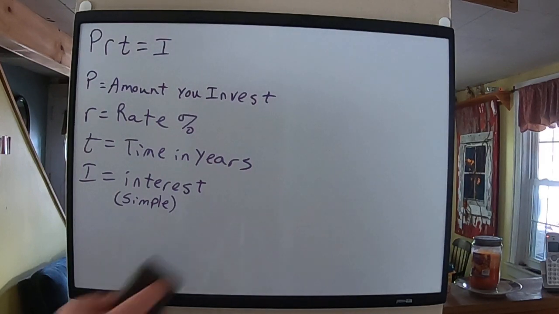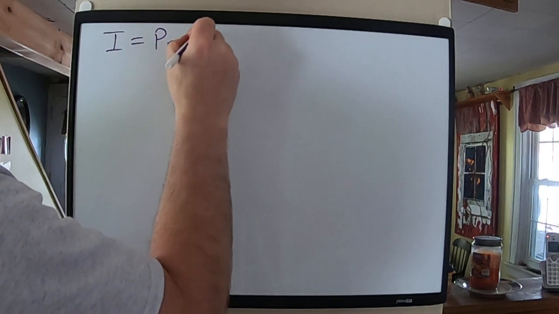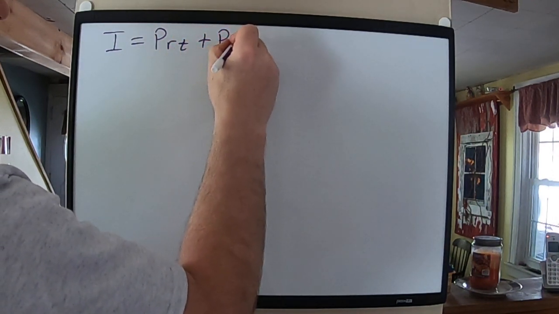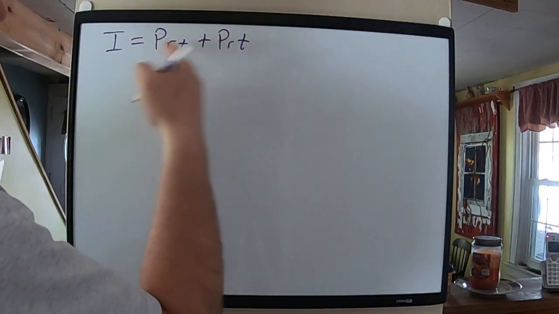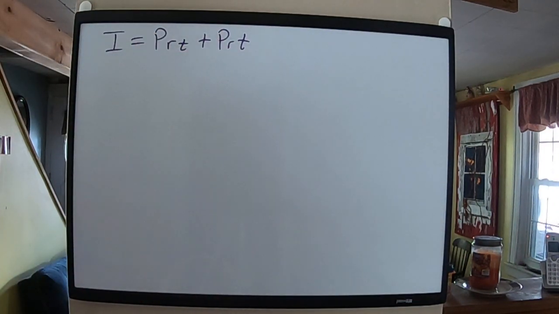I'm going to erase that so I have room. Now, we're talking about doing two investments at the same time. So the interest is one investment, PRT, plus the other PRT. And these two expressions are going to have different P's, R's, and probably the same T. Okay, so let's talk about how this works.